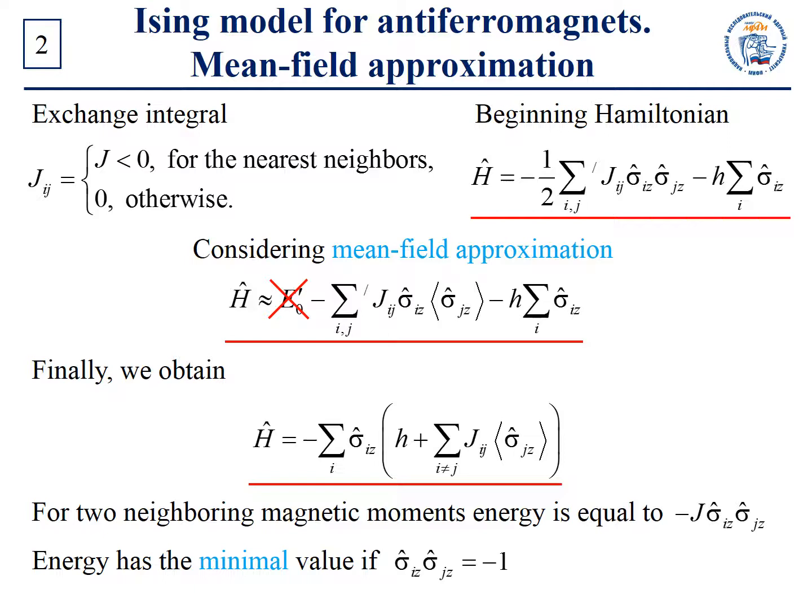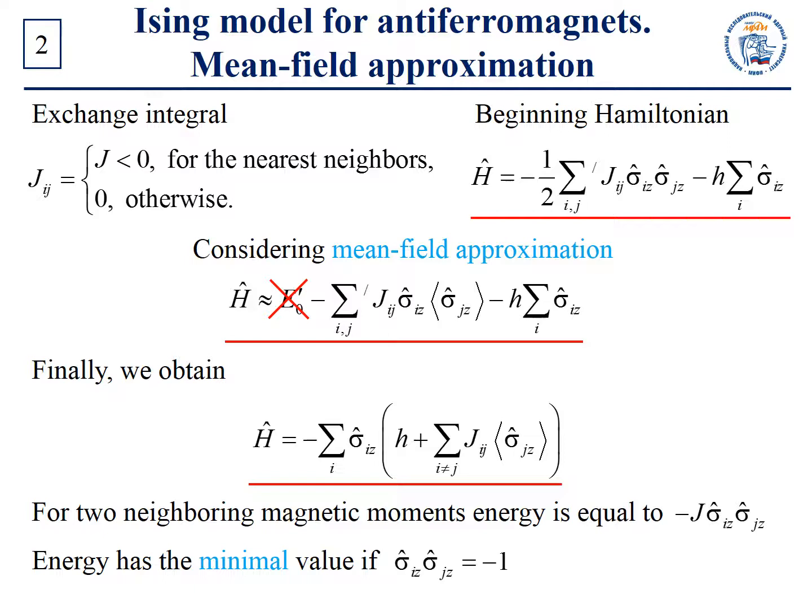Earlier, we denoted the mean value of operator sigma jz as x. x is the order parameter. For every j, these mean values of sigma jz are identical due to the fact that in ferromagnetic alignment all magnetic moments have the same direction. For antiferromagnets, it will be different.